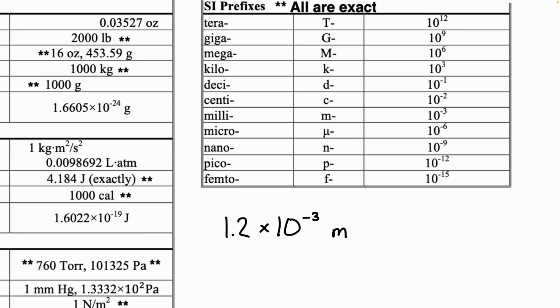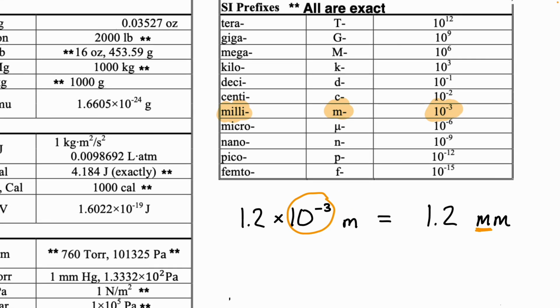So what I could do here is this 1.2 times 10 to the negative 3 meters. What I want to notice is that 10 to the negative 3 is this milli prefix. And so it turns out that 1.2 times 10 to the negative 3 meters is the same thing as 1.2 millimeters, where I've substituted out that 10 to the negative 3 for that milli prefix. Okay, and now I've got a nice convenient number to work with, not a number in scientific notation.